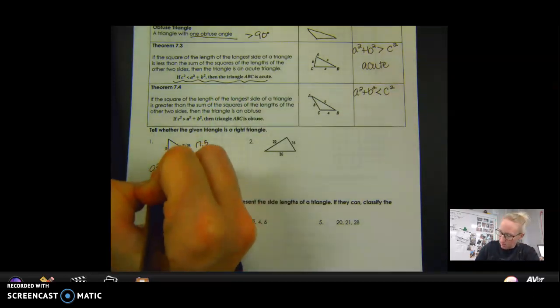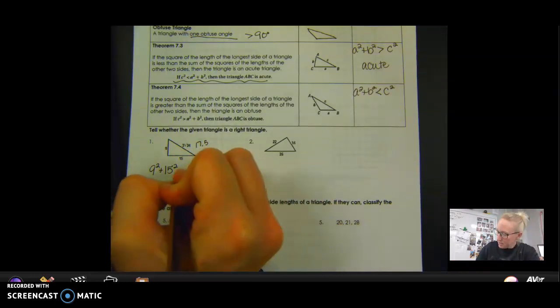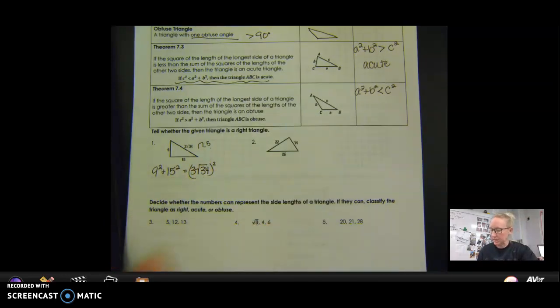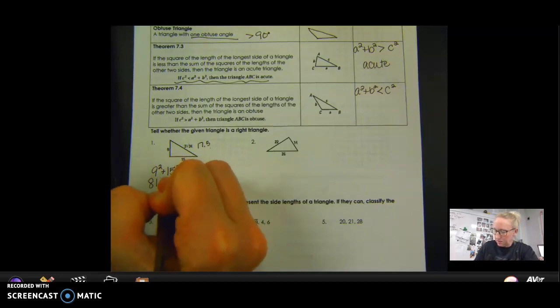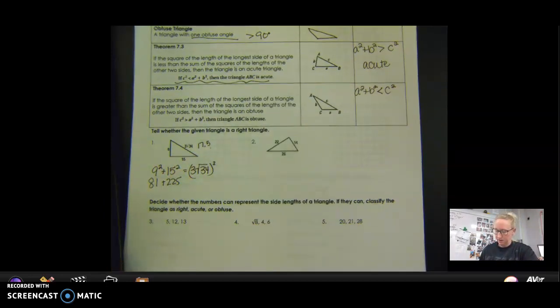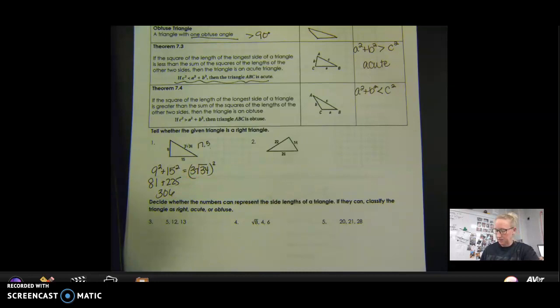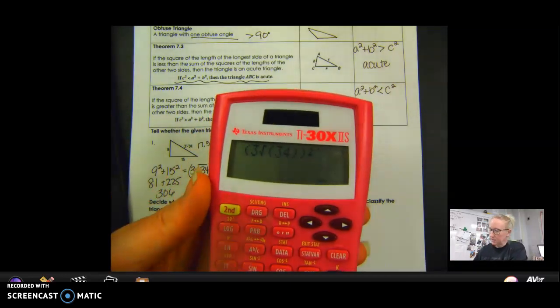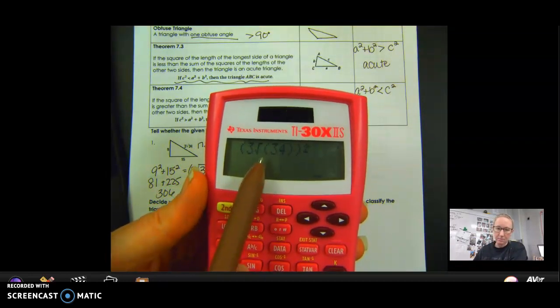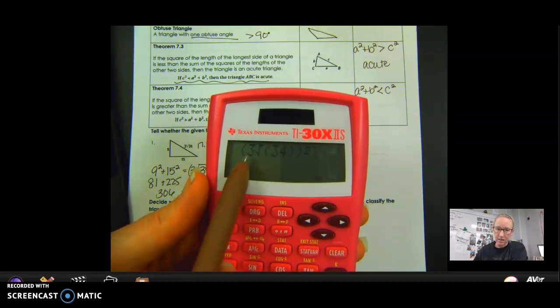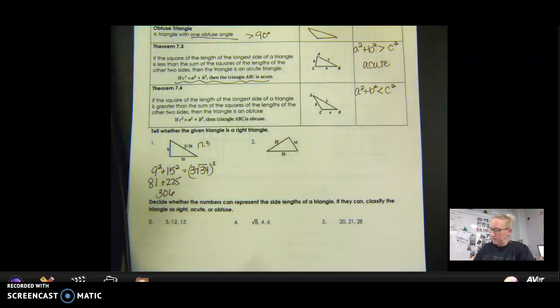So a plus b, and remember those two are interchangeable, is equal to 3 square roots of 34, that whole thing in parentheses squared. Don't use the decimal number because it's not as accurate. So this is 81 plus 225, and 225 plus 81 is 306. When you put this in the calculator, you need a parenthesis out front, and when I throw in the square root symbol, it adds a parenthesis, so I need two parentheses at the end to close them out, and then I put the square on the end. That equals 306.